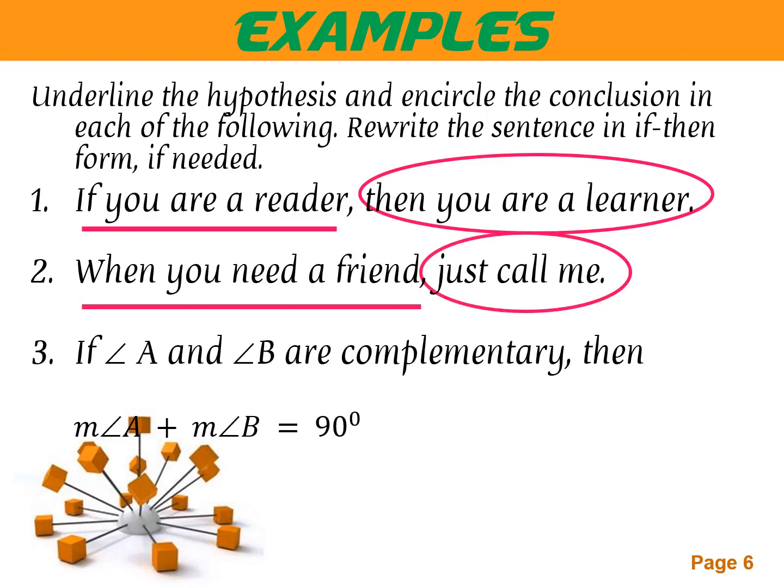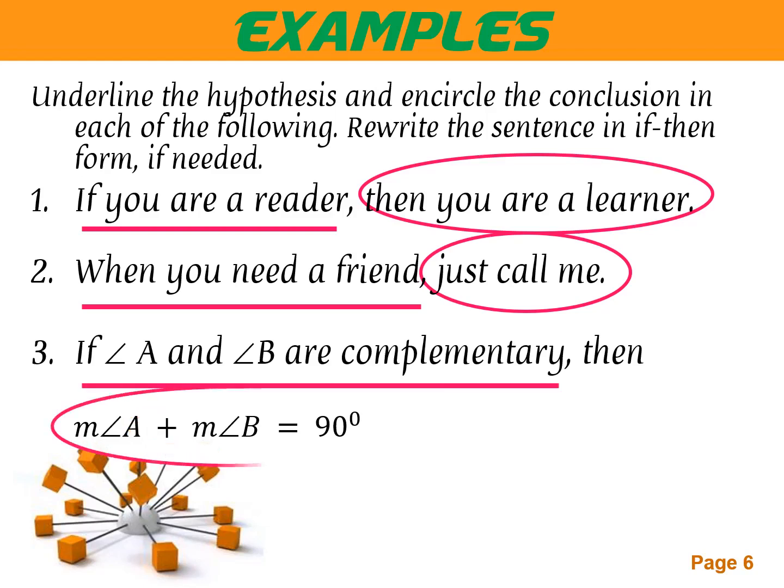For number three, if angle A and angle B are complementary, then measure of angle A plus measure of angle B will be 90 degrees. Again, this one will be your hypothesis, and measure of angle A plus measure of angle B is equal to 90 degrees will be your conclusion.